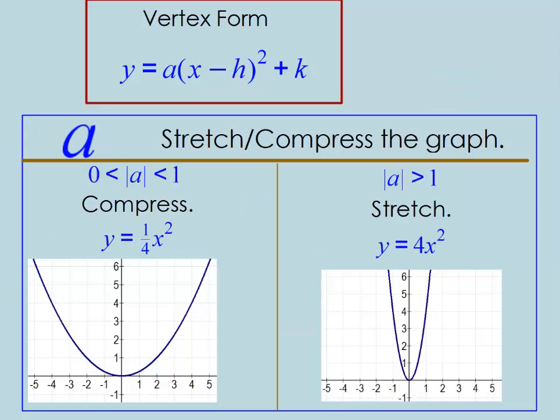All right. The other thing, what does that a value do? It actually stretches and compresses the function. So if the absolute value of a is between 0 and 1, it compresses it, so it makes it a fatter, wider function. If the absolute value is bigger than 1, it stretches it, makes it really tall and skinny. So the graph of 1/4 x squared is wider than if you just graphed x squared, which would look like this. And if you have a graph of 4x squared, it stretches it, because the regular graph of y equals x squared just looks like that. So it stretched it, made it skinnier.